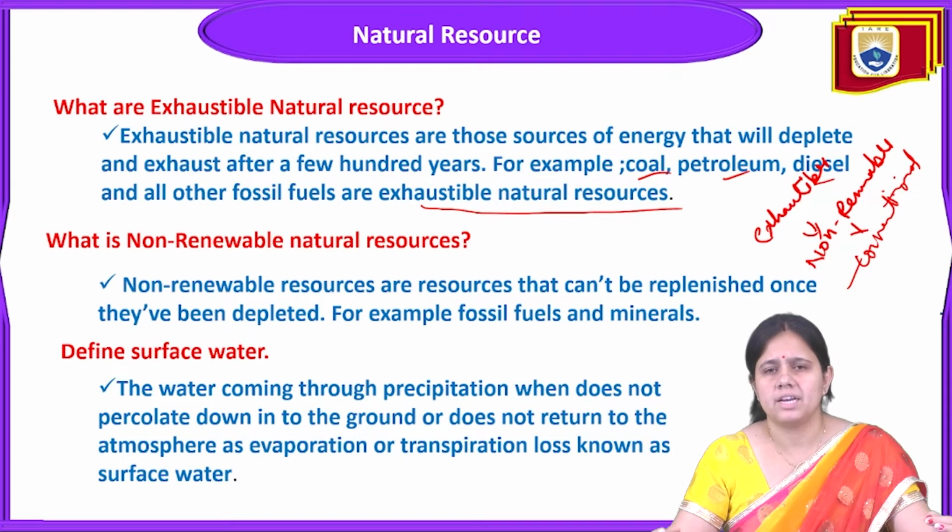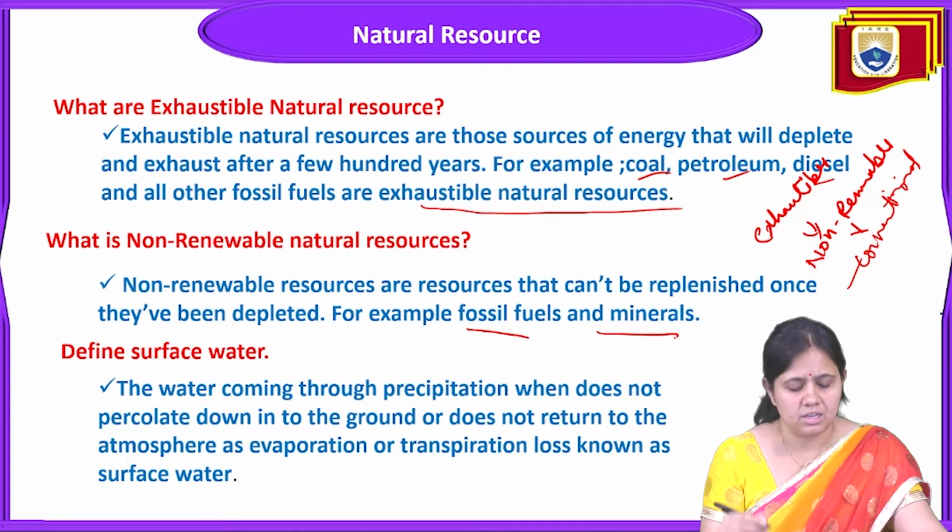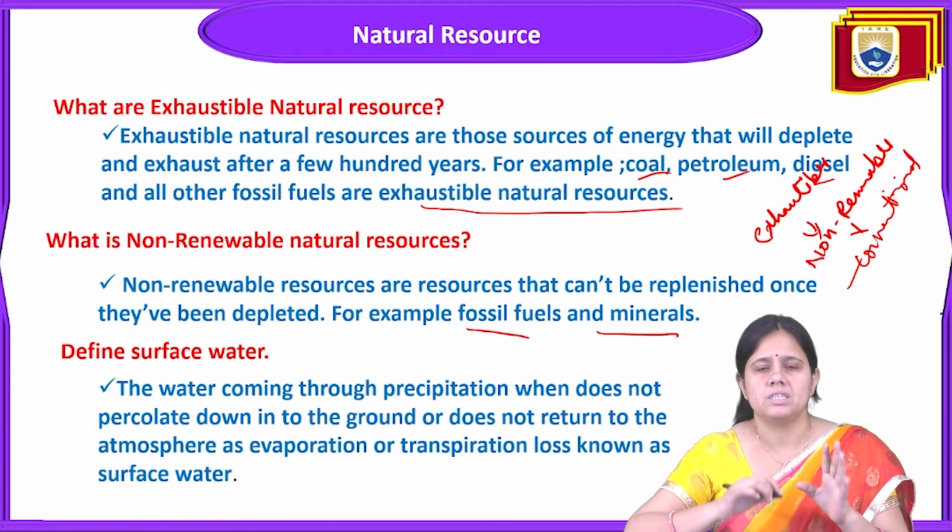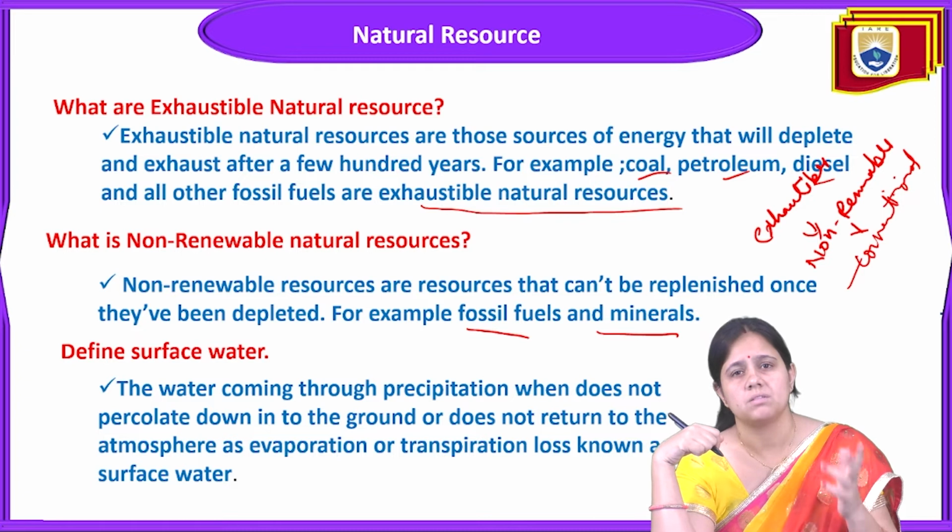So in an examination, it can be asked in many ways. Sometimes it will be asked as, what are the traditional natural resources? The same thing. Or which natural resources are called exhaustible natural resources? We can say that coal, petroleum, diesel are all exhaustible natural resources, because they will exhaust after some time. The next question is about non-renewable natural resources. Non-renewable energy resources are those that cannot be replenished once they have been depleted, and examples are again fossil fuels and minerals. So this is the basic terminology associated with the natural resource topic.